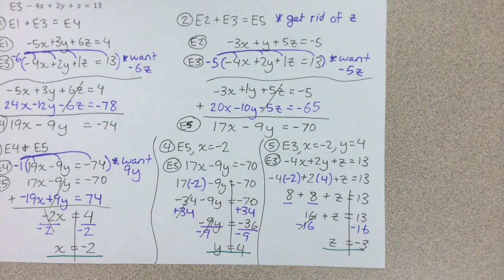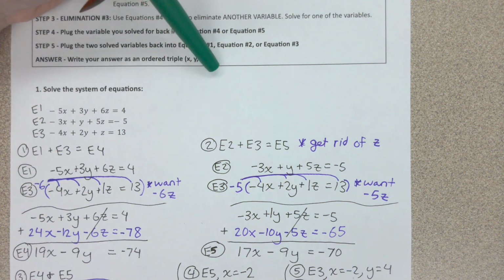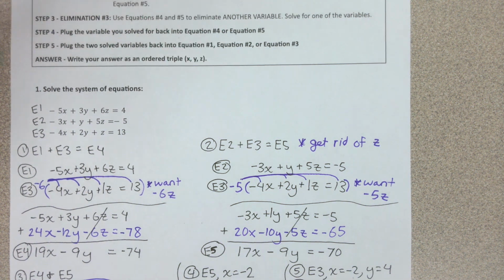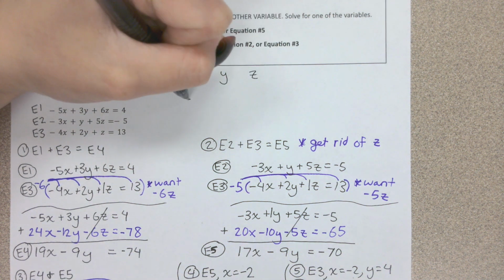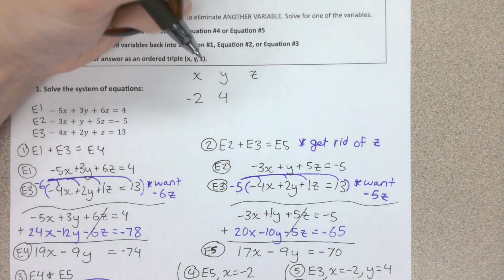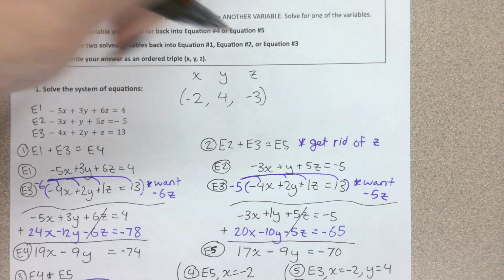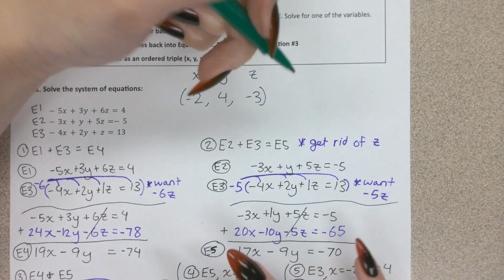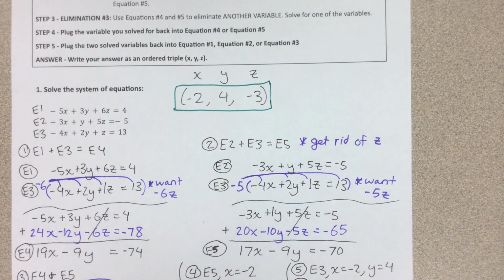So lastly, we need to write our final answer. So remember, you have to write your answer as an ordered triple. It's like a point, but with 3 numbers instead of 2. And we need to put them in order, x, y, z. So x was -2, y was 4, and z was -3. And there you have it. Our final answer is -2, 4, -3.